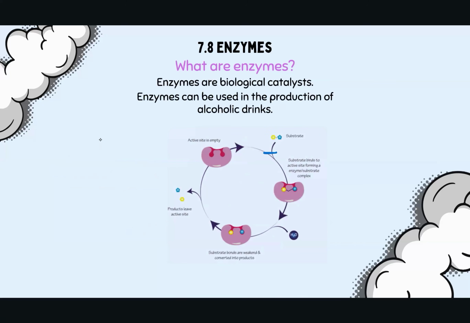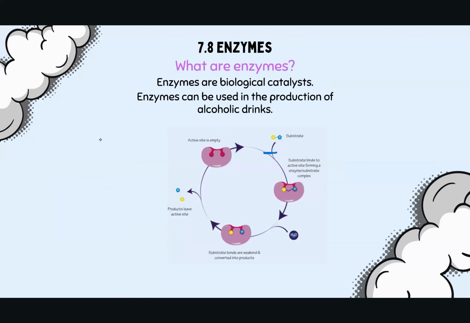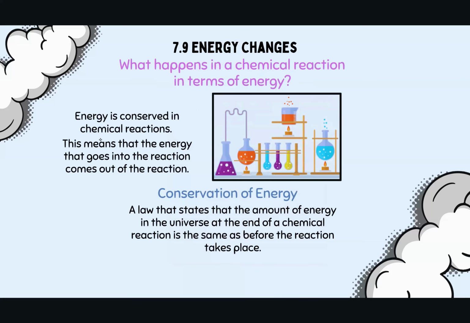Okay, enzymes. Enzymes are biological catalysts. Enzymes can be used in the production of alcoholic drinks and many other things. The rest of the biological catalyst stuff is stuff that we covered in topic 1, in B1, linked to enzymes, knowing a little bit about the digestive enzymes and so on. The fact that enzymes have specificity, that they become denatured at a certain temperature, all these things could link to this part of the topic. So it's important to know those connections.